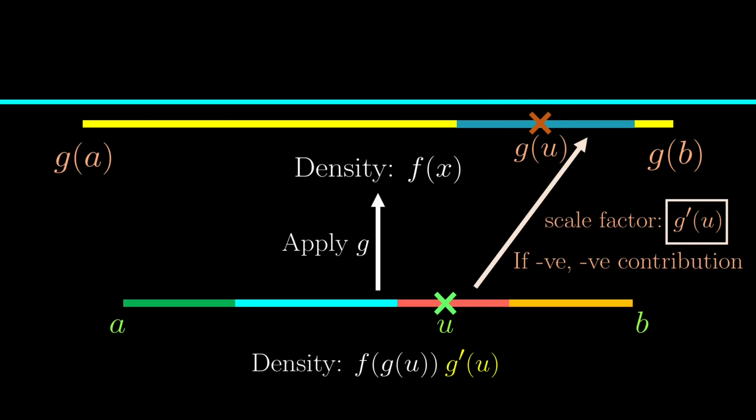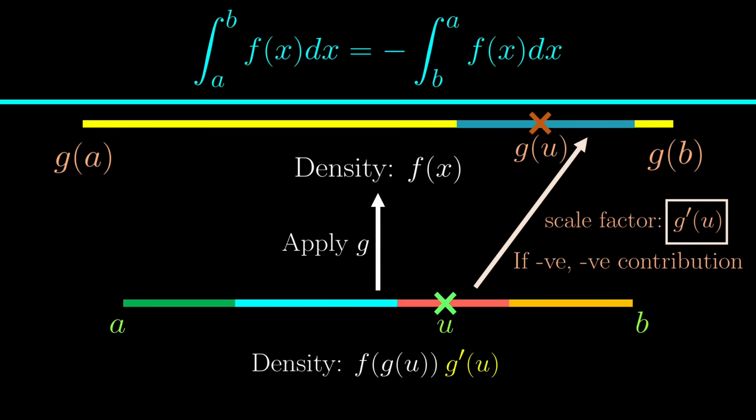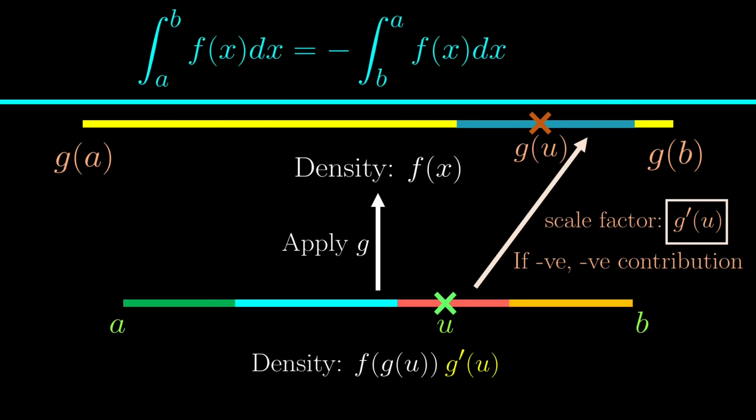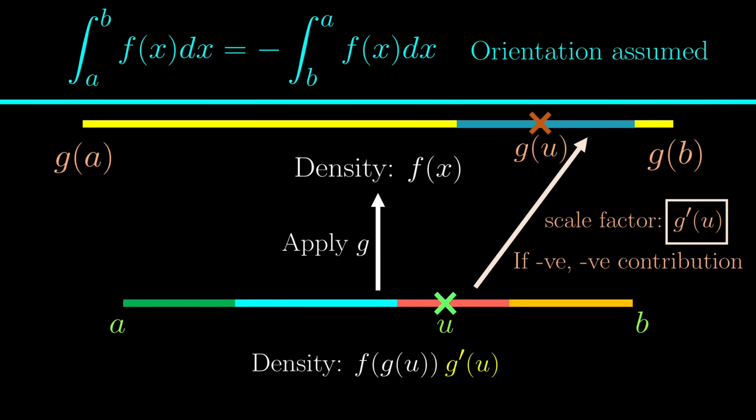Because of the way we define a one-dimensional integral, if we flip the endpoints around, the sign changes, even though we are talking about the same interval. So inherently, the one-dimensional integral already considers the orientation of the rod. So if the scale factor is negative, it would really have a negative contribution.